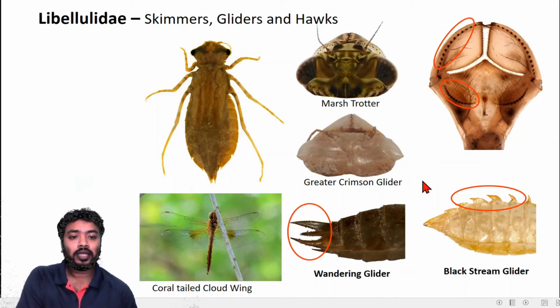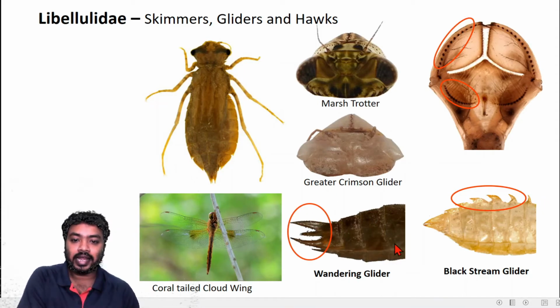Okay, so here see these are the dorsal spines. The black stream glider, Trithemis festiva, has dorsal abdominal spines that are quite prominent. But in the case of the wandering glider, Pantala flavescens, there is no dorsal spine, and at the abdominal end, the anal pyramid, the epiproct is almost similar in size to the paraproct, or rather longer than that, and the cerci are more than half of the size.